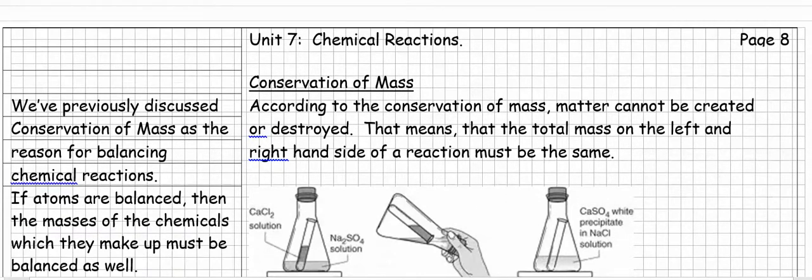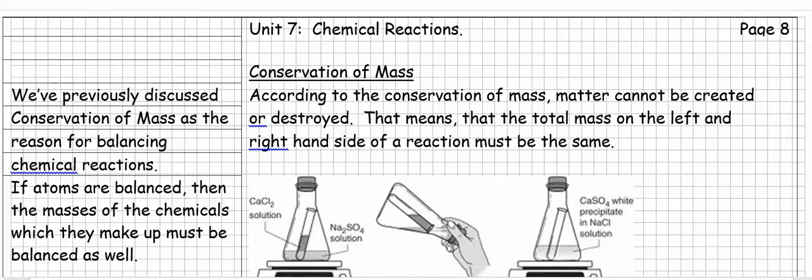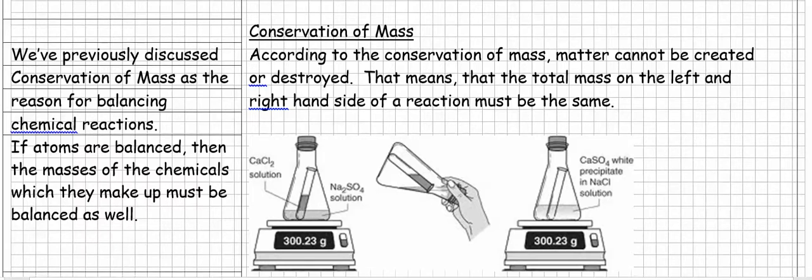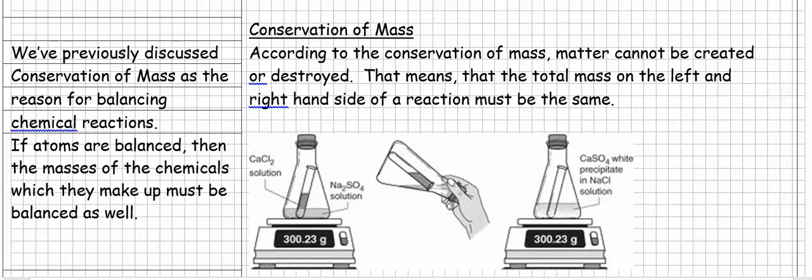I want to go back to the idea of conservation of mass. We've talked about this before, but we talked about it at the atomic level and the balancing of chemical reactions based on the conservation of mass. We said that matter couldn't be created or destroyed at the atomic level. That's why we balance chemical reactions. But I want to talk about it at the macroscopic level now. According to the conservation of mass, matter can't be created, remember, and it can't be destroyed.